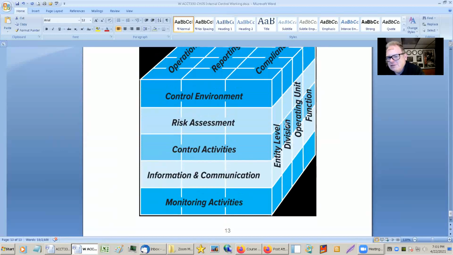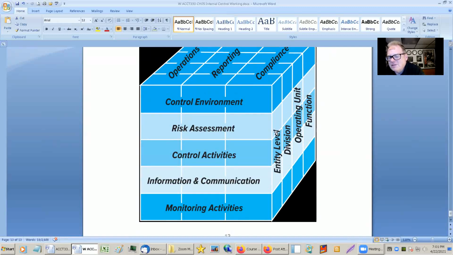You know, entity level, division, operating function. So entity level is the highest level. Any of these controls that relate to the entity level, the entire company, go down to the division level, down to the operating level, and down to the actual people working on the floor of the place, whatever it is. In other words, these controls go through all the levels. They break it out here to the different levels, but it really is these five items, and they relate to the types of audits that we're going to do, and they relate to all the levels of the organization.